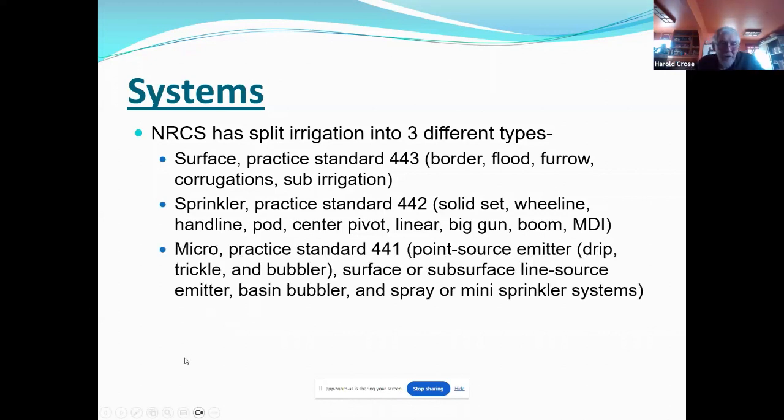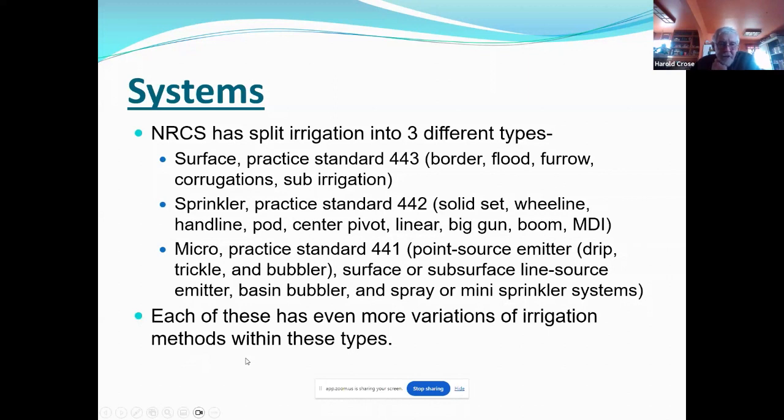And then under micro irrigation standard 441, this is point source emitter or drip, trickle, or bubbler, surface or subsurface line source emitters, basin bubblers, and sprayer mini sprinkler systems fall under the 440 practice standard. And like John said, I would encourage you to pull these standards up and become very familiar with what those standards require for full implementation.